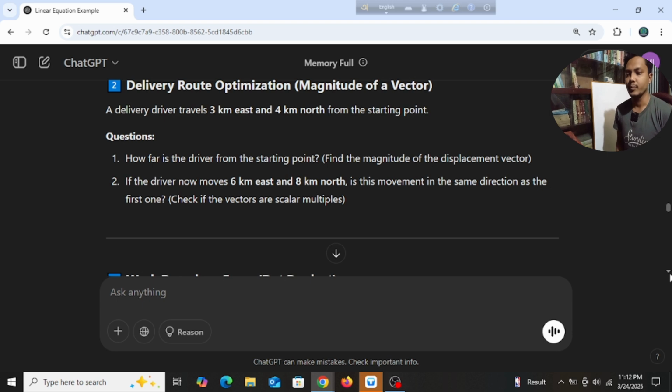Okay, second problem. A delivery driver travels 3 kilometers east and 4 kilometers north from the starting point. The question is, how far is the driver from the starting point? Find the magnitude of the displacement vector. And if the driver now moves 6 kilometers east and 8 kilometers north, is this movement in the same direction as the first one? These are the two questions we have to solve.